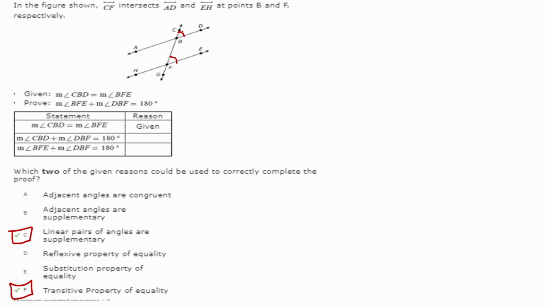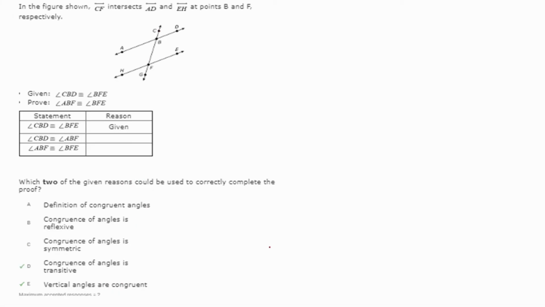It then says CBD plus DBF is equal to 180. Why? Because they're a linear pair. These two angles right here up top give me that straight line. So they're a linear pair. And then our next one, it says we're adding these things. What happens from one statement to the next? We just swap out CBD for BFE. And when we swap something out like that, it's our transitive property right down below. So there's our two answers.